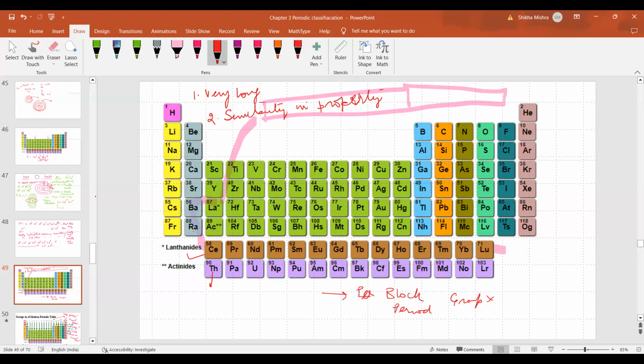Ma'am, what is 57 and 89? Because the elements are named lanthanides and actinides, from what I see on the screen. Lanthanides are described here as elements after lanthanum. After lanthanum are the lanthanides, and after actinium are the actinides. Is it clear now? Yes, ma'am.